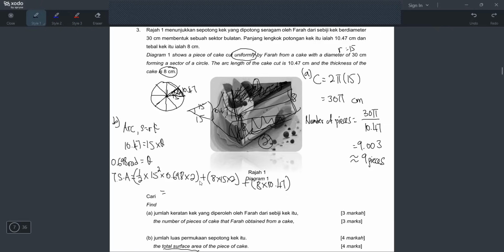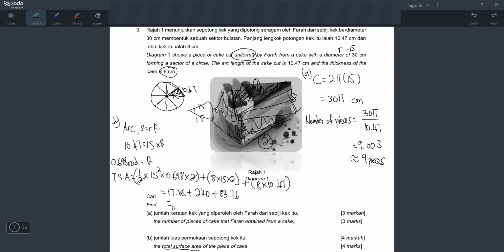So let's use the calculator now and we will get the answer. Before I use the calculator, I can cut the 2 here. So now I'll press 225 times 0.698. My calculator gives me 17.45. Let's write it down. The next part is 8 times 2, which is 16, times 15, 240. Write it down also. And then 8 times 10.47, let's press, 83.76. So the last step is to add everything together. My calculator gives me 341.21.